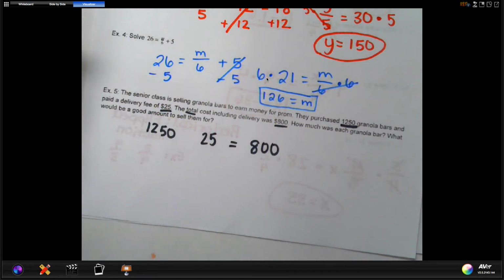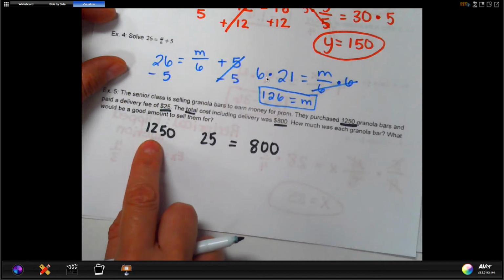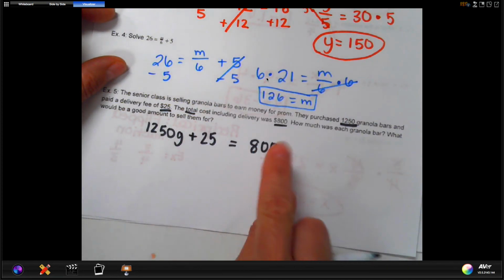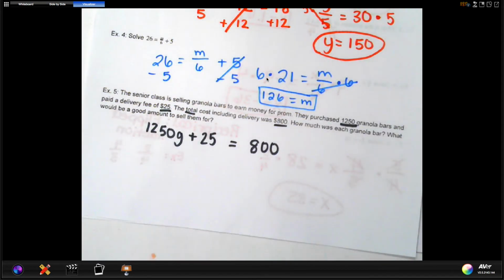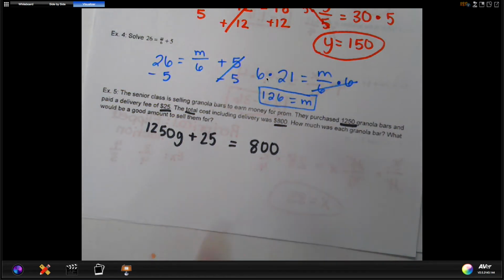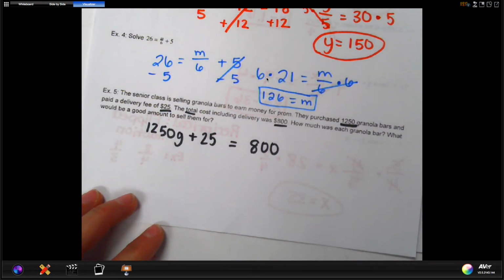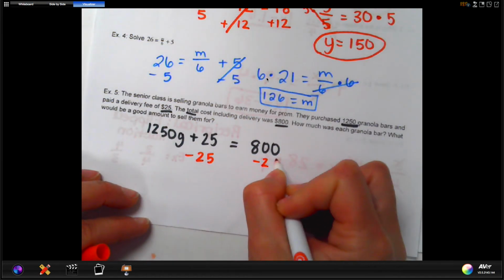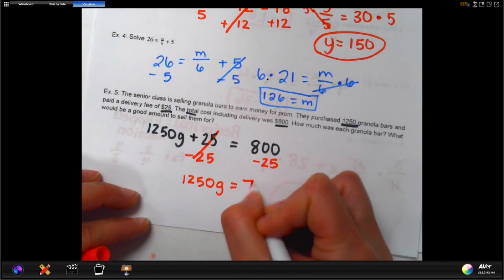That was the delivery fee. What we're trying to figure out is, if we bought 1,250 granola bars, how much was it for each? So our variable goes on here. And we added our $25 all together. It was $800. So here's your equation, and it looks like the ones we've been working on. In this case, our 800 is safe. So is there an add or subtract to undo? Well, there certainly is. We're going to undo our plus 25 by subtracting. And so now I have 1250g equals 775.